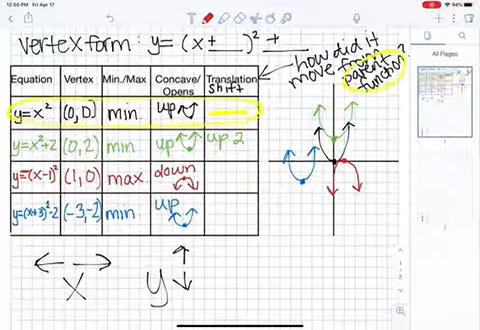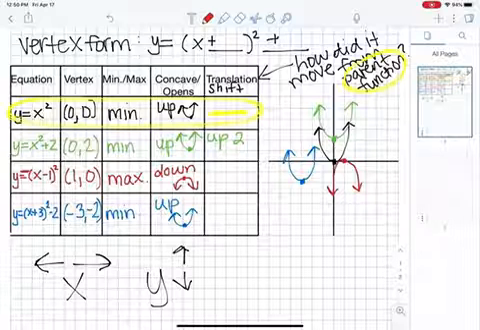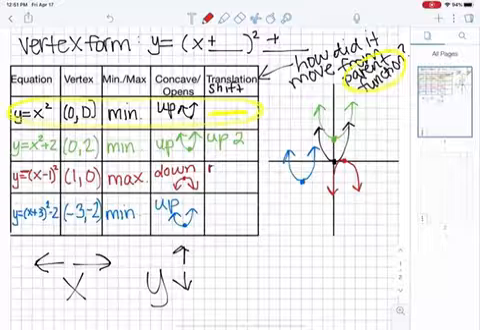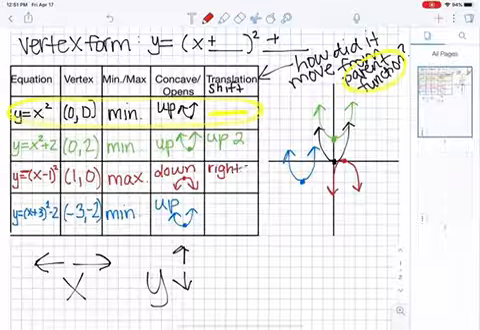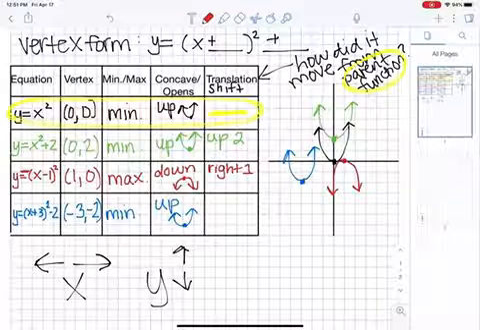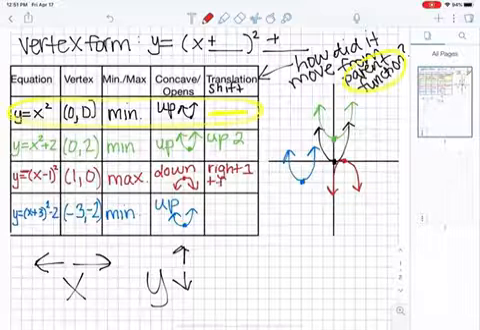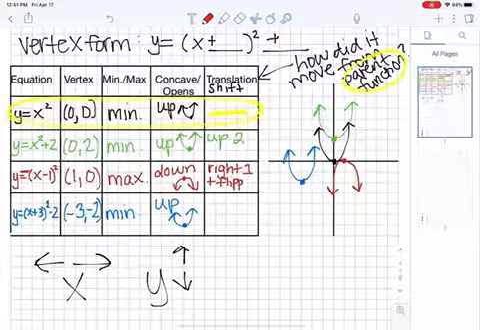So when we go back and compare to the parent function, how did it change? Well, it shifted 1 to the right, so right 1, and how else did it change from my parent function? It flipped upside down. So I'm going to say it flipped.